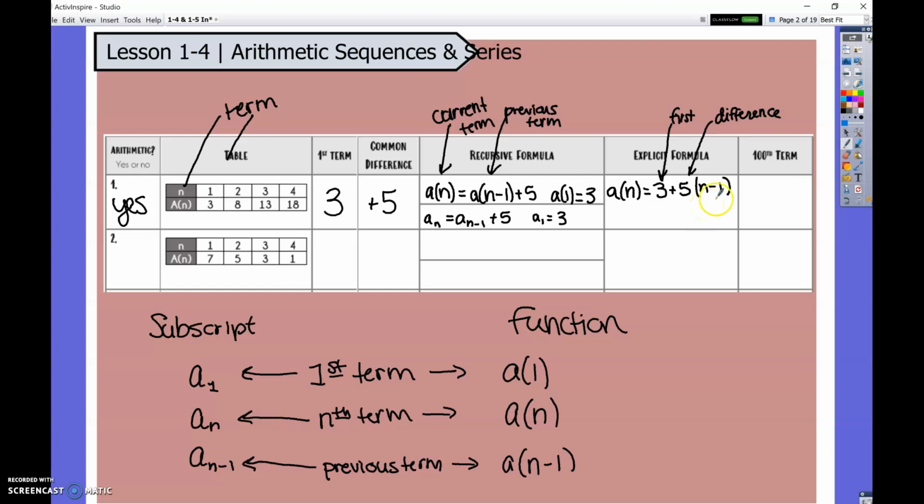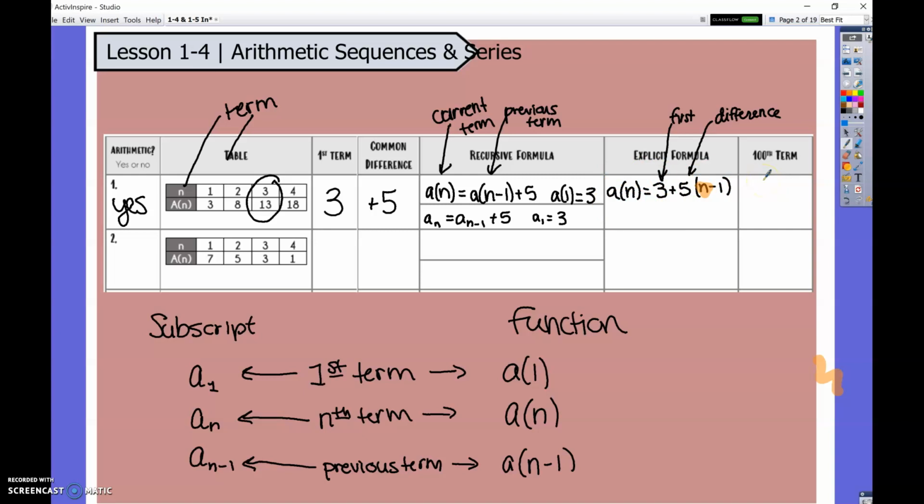Let's test this out. Let's say you wanted the third term. I want this highlighted n here to be 3. If I put 3 in there, 3 take away 1 would be 2. 2 times 5 is 10, and 10 plus 3 is 13. Let's go check. Over here on our table, oh look, the third term is 13. If you use this general form, you will always have your explicit formula.